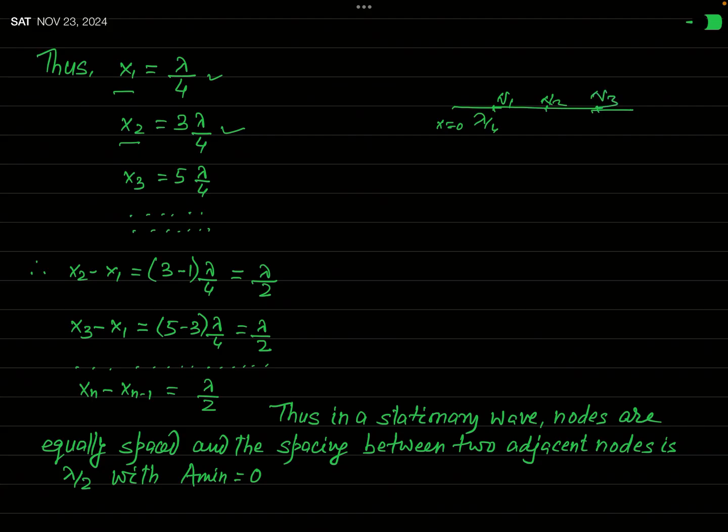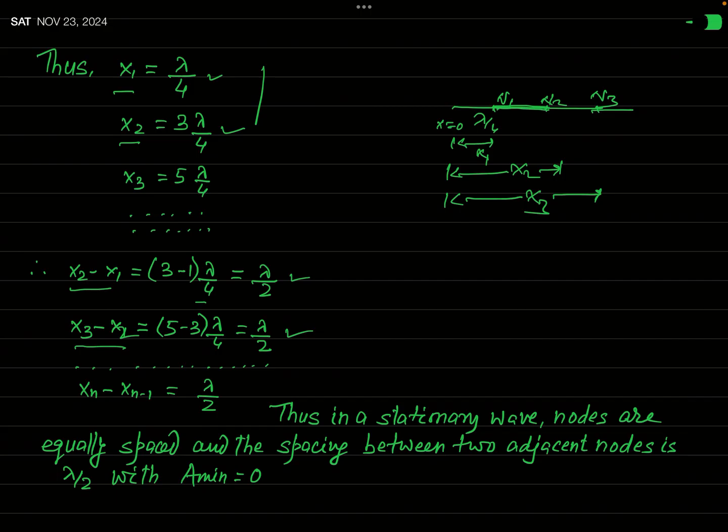Now let us try to find what is the separation or spacing between two successive, or two adjacent, or two consecutive nodes. You can see x2 minus x1. This is x1, this is x2, the position of the second node, and this is x3, the position of the third node. So x2 minus x1 will give the separation between the first and second node. And you can see the values of x1 and x2 here. This will be 3 minus 1 times lambda by 4, which is lambda by 2. So the spacing between the first node and the second node is lambda by 2. Similarly, the spacing between the second and third node will be x3 minus x2, and that will again be lambda by 2, you can see.